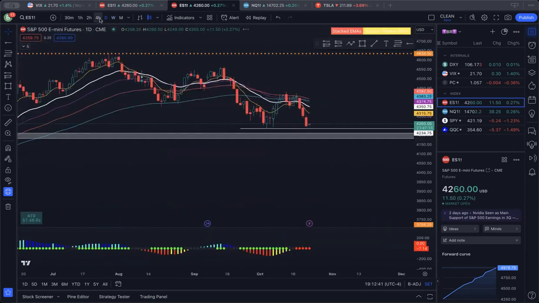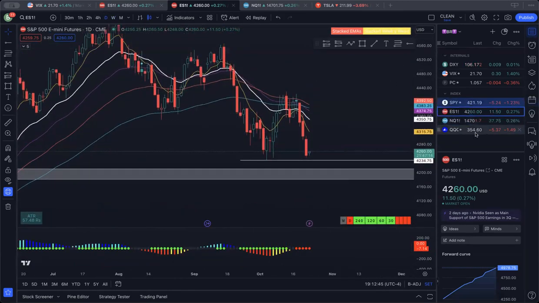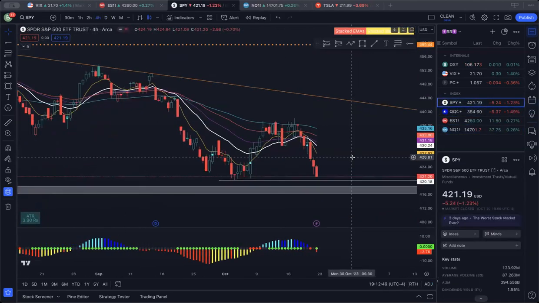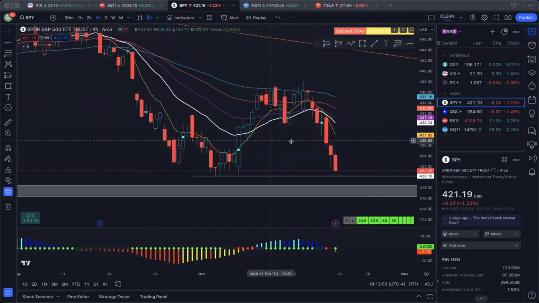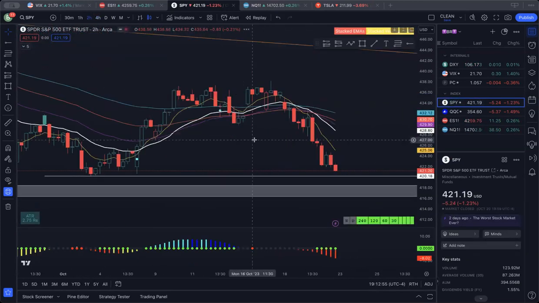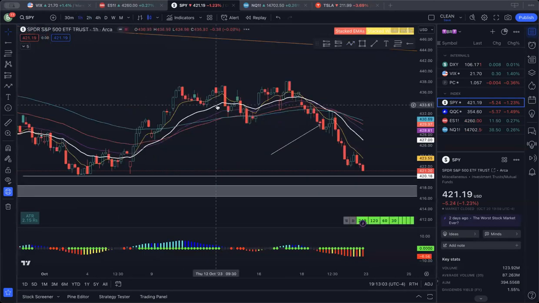SPY. And I'll show you guys this. If you take a look at just the plays that you could have taken based off the strategy I've been teaching you guys, there were so many clean entries here for short plays. If you were watching SPY, the 2 hour, here's a clean short entry. Here's another clean short entry.